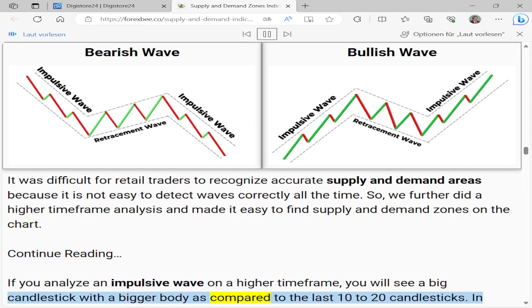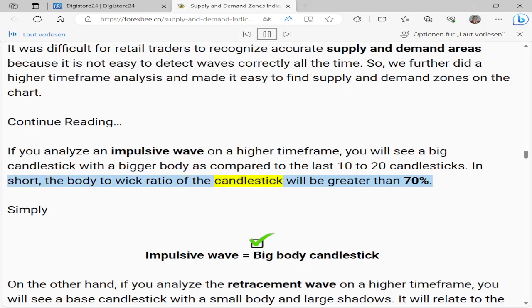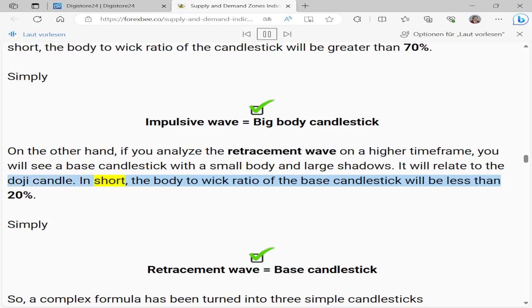If you analyze an impulsive wave on a higher timeframe, you will see a big candlestick with a bigger body as compared to the last 10 to 20 candlesticks. In short, the body-to-wick ratio of the candlestick will be greater than 70%. Simply, impulsive wave equals big body candlestick. On the other hand, if you analyze the retracement wave on a higher timeframe, you will see a base candlestick with a small body and large shadows. It will relate to the doji candle. In short, the body-to-wick ratio of the base candlestick will be less than 20%. Simply, retracement wave equals base candlestick.